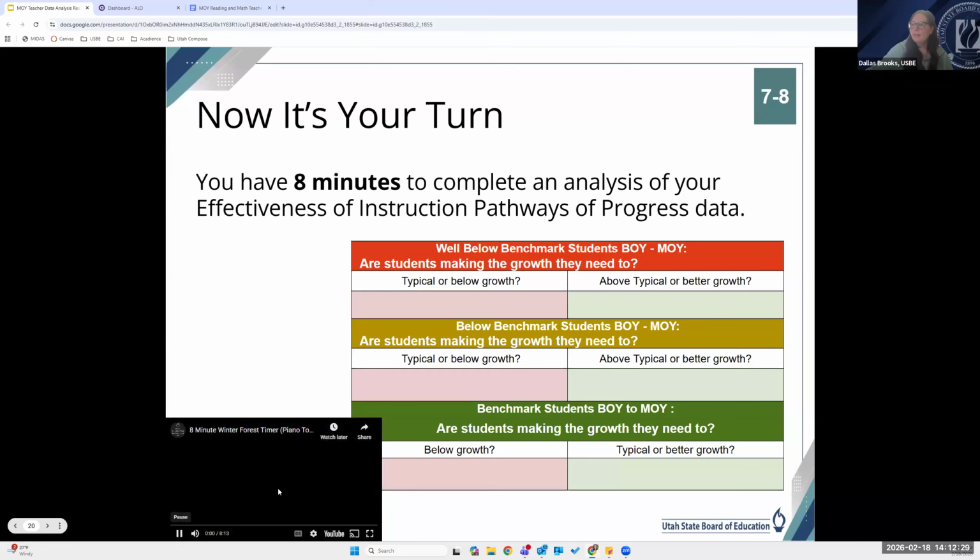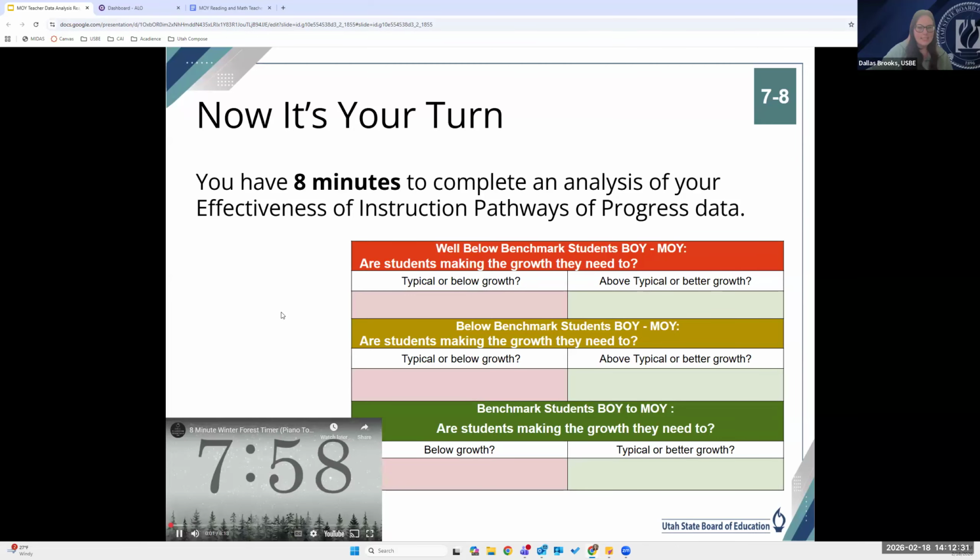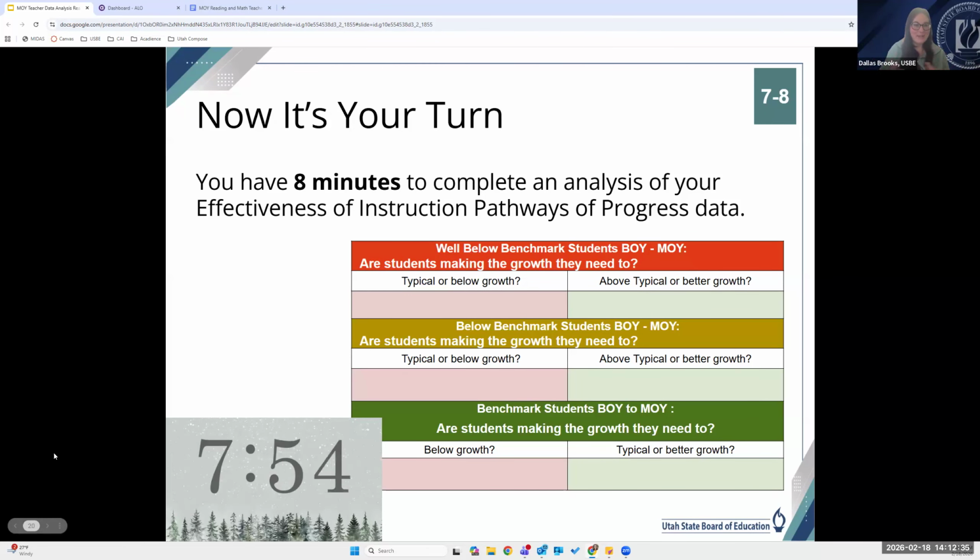Okay, I'm going to go ahead and start our timer. You have 8 minutes to fill in those charts. As always, Jared and I are here to help and assist and do whatever we can for you. Otherwise, we'll let you have some independent work time.